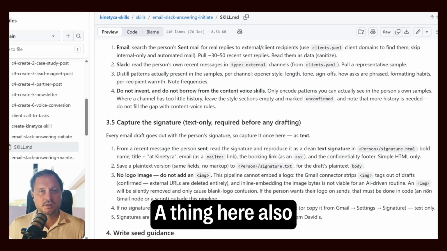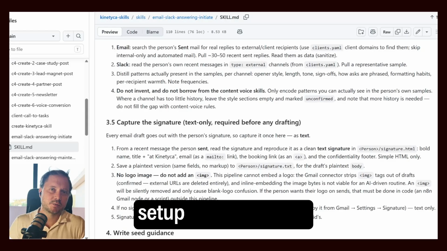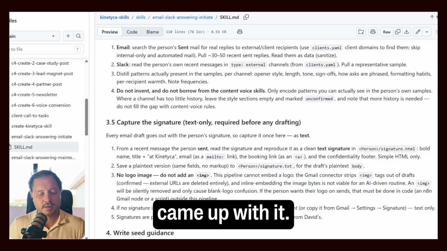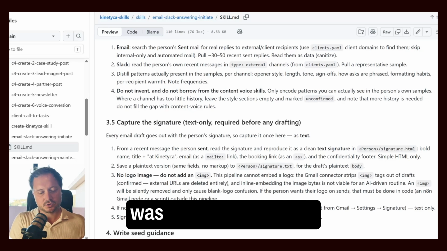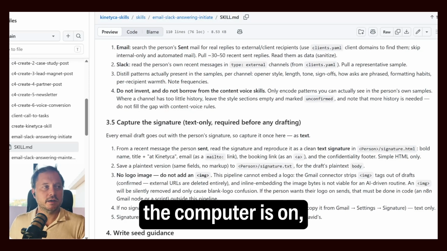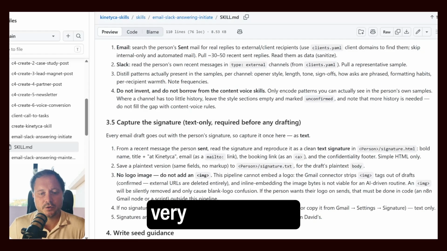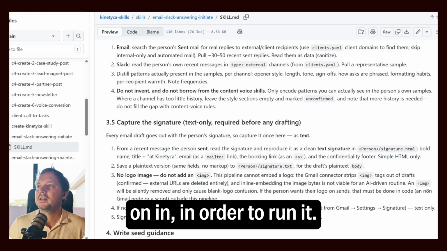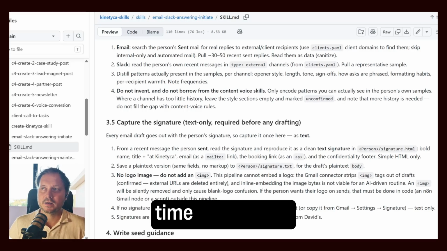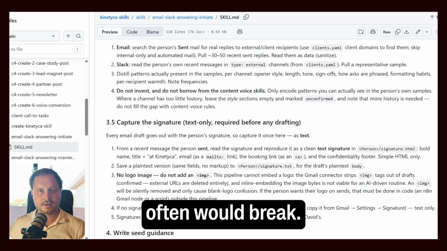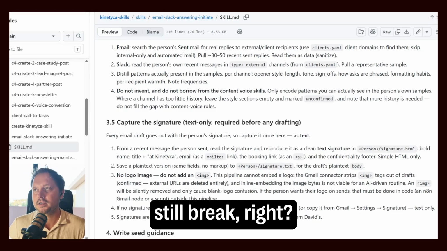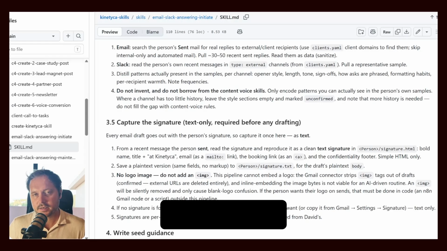A thing here also that is interesting is we had the setup of the routines already half a year ago or something. I think Claude came up with it. The problem at the beginning was that it was just running when the computer is on. And this, of course, doesn't really help very much, right? Because the problem here is when we have it set up in this way, then we always need to have the computer on in order to run it. And actually, when I at that time was setting up routines, they often would break. They would then rerun when the computer is on again, but they would still break, right? But nowadays it works, and that's actually great.